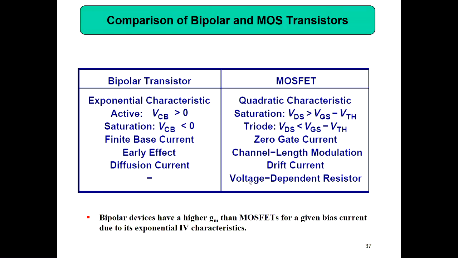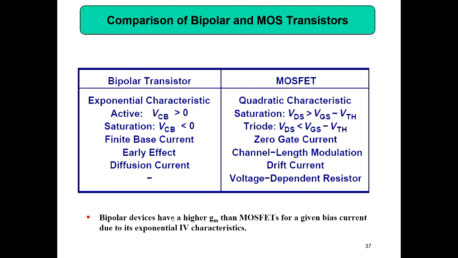Then here you can use it as a voltage dependent resistor if you are operating in the triode region. A bipolar transistor can also operate there, but it is not good in that region. You don't get a good ohmic region in the characteristics. That's the reason we put a hyphen here. So MOS is very good for making a voltage dependent resistor.